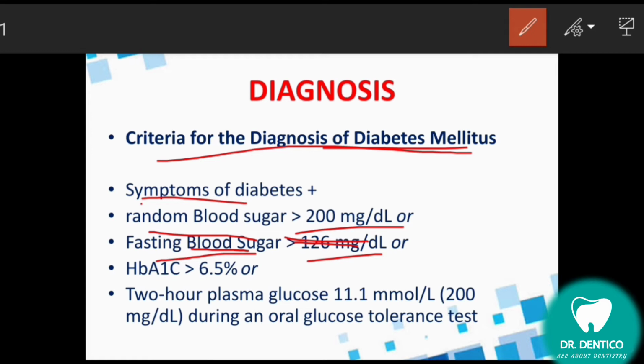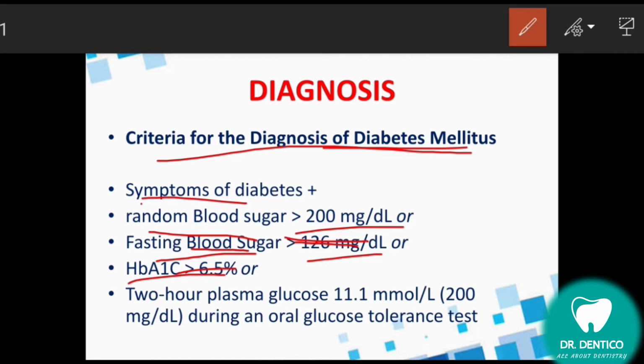Now what is this HbA1c? It is glycosylated hemoglobin, a form of hemoglobin which binds with glucose or fructose, whatever type of sugar. So if glucose is present in our blood, it will bind with the hemoglobin. So we can check whether diabetes is present in a patient or not by HbA1c. This is a test only.